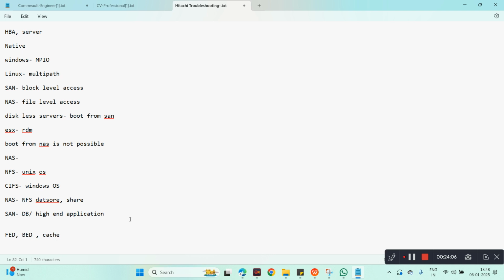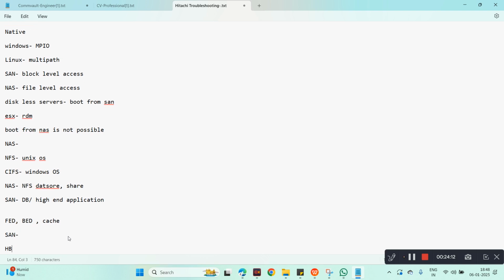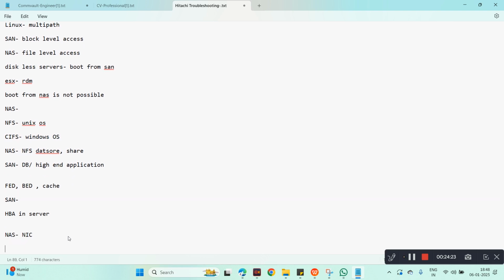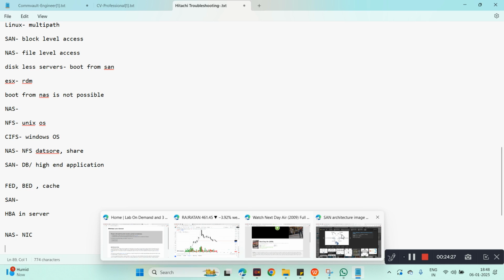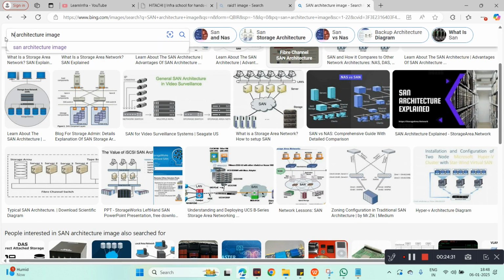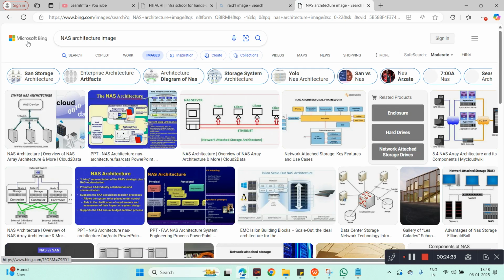Okay, let me add some more things. For SAN, you use an HBA in the server that you zone with your storage front end port. For NAS, you use a NIC card, okay? And normally the NAS architecture, I think I will explain here. This is SAN, which I explained. So for NAS architecture, let me explain because I need to tell you more.